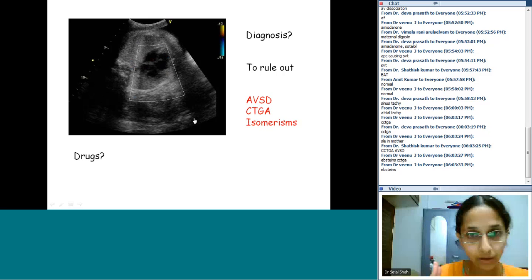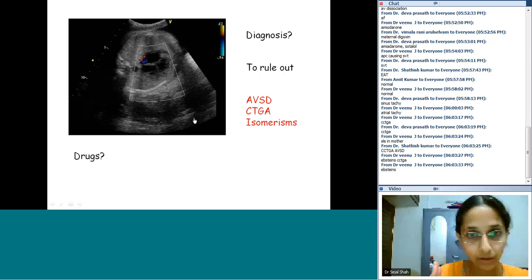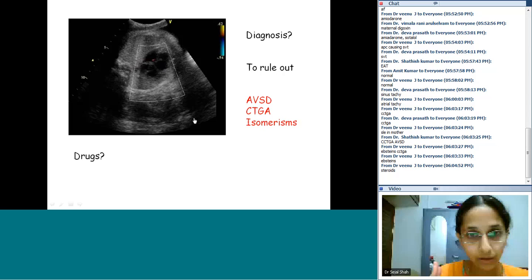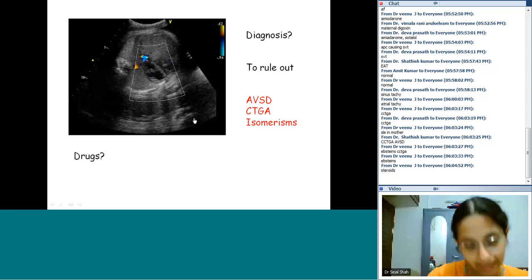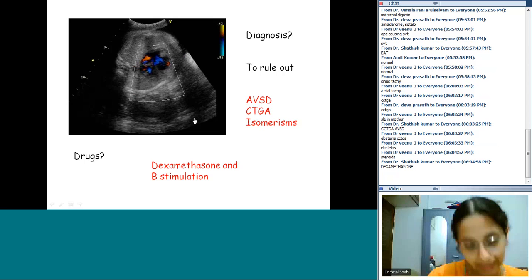So there is a lot of controversy about starting something where a complete heart block is already established. But if this, suppose, turns out to be a 2:1 AV block or a recent onset of a complete heart block with documentation, yes, we could consider starting steroids or beta stimulation. Yes, dexamethasone or beta stimulation, and to some extent it increases the rate and reduces the morbidity in babies at birth.